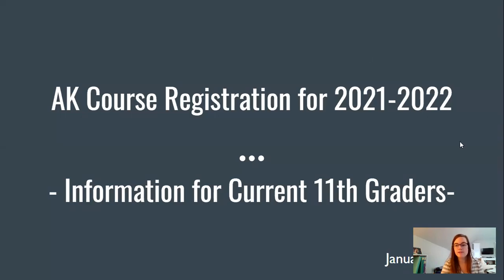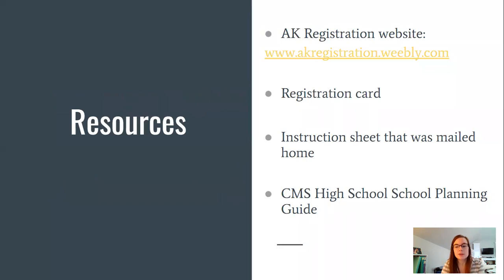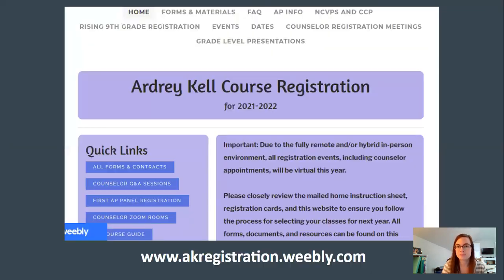All right, now that you have seen that information about how to fill out your registration card, we're going to go over a couple more of the details about registration and your card. A couple of the resources you might need while you're doing this are the AK registration website, which is www.akregistration.weebly.com, your registration card and instruction sheet, and potentially the AP contract and the early release and late arrival contract. You may also need the CMS high school planning guide.